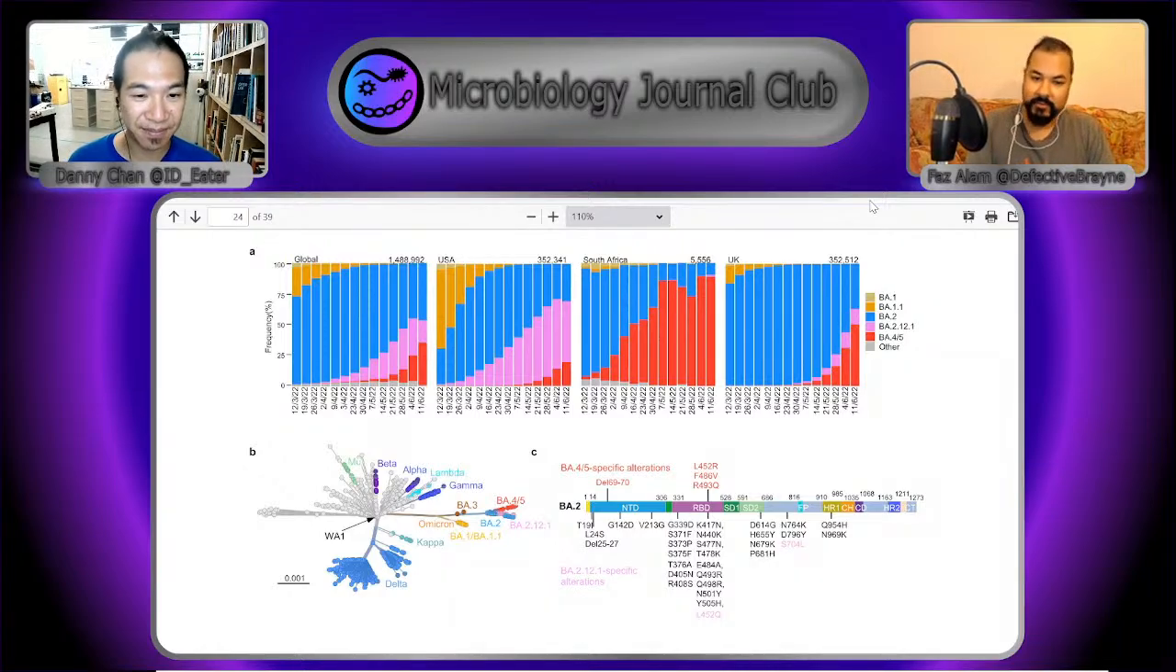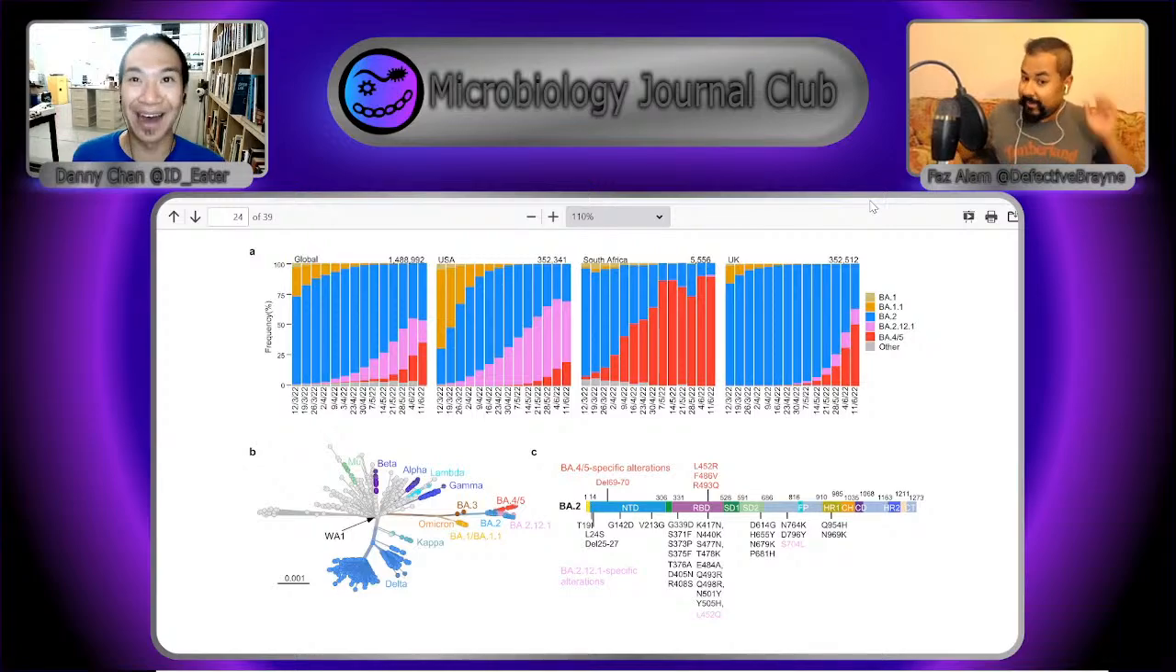You can see the difference in the US and South Africa, where South Africa is mostly BA.4/5 and the USA is mostly BA.2.12.1. And in the UK, it's a mix of both. Early June is the last time point they have here.